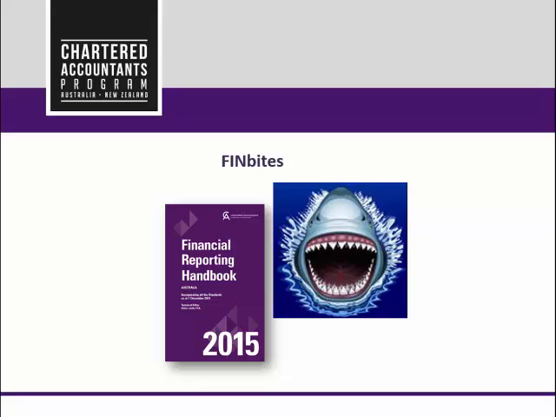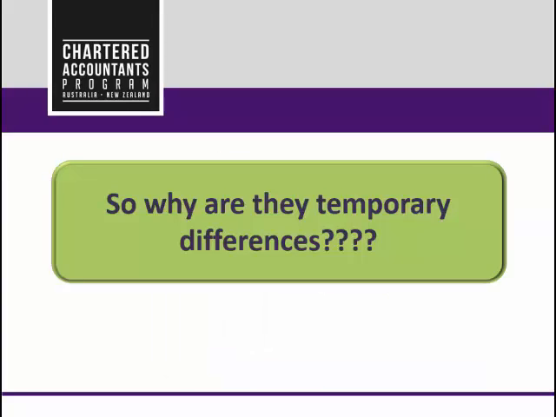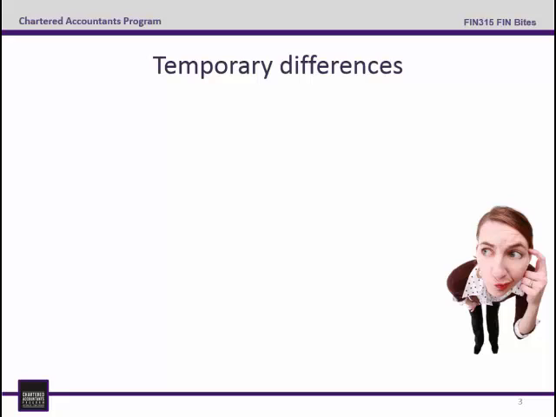Short video about temporary differences and how they're accounted for under IAS 12 income taxes. It's an area that people often struggle with when they're tackling tax effect accounting, so an example today might help you to solve some problems around this topic. Today's topic is, so why are they temporary differences? I think people struggle to understand sometimes why they are in fact temporary, and an example should help.